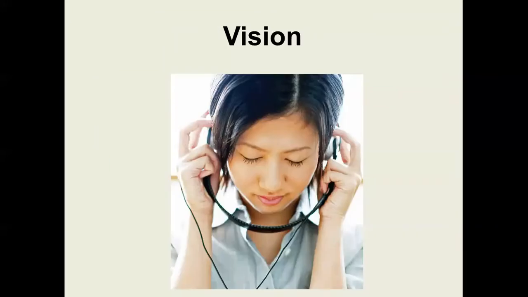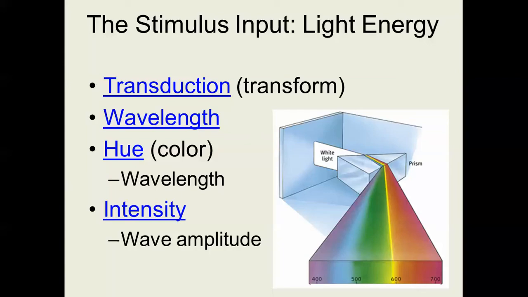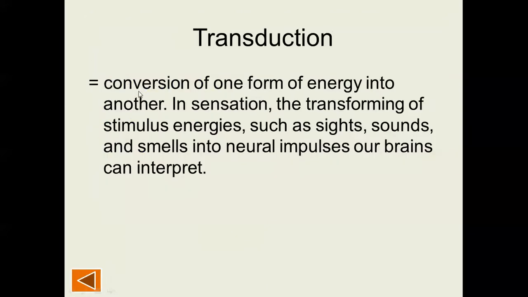So those are some basic ideas about sensation and perception, and now we're going to talk about vision. We all have the ability to convert one sort of energy to another, and a great example of this is our eyes. Our eyes receive light energy and then they transduce or transform it into neural messages that our brain then processes into what we consciously see.